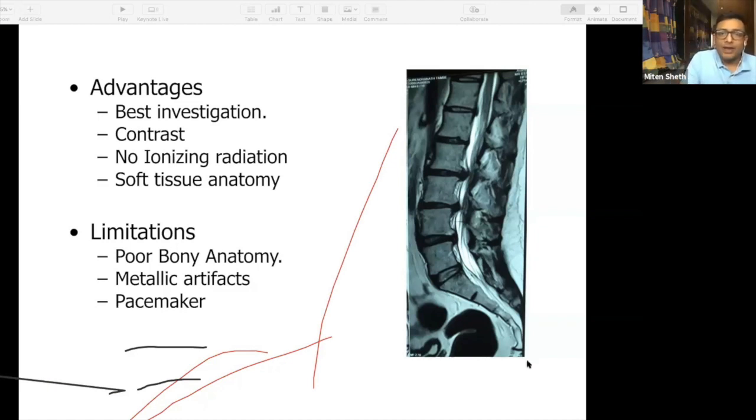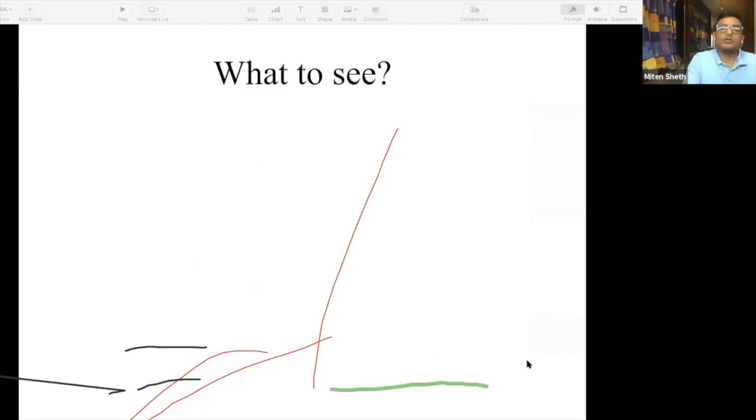Okay. Now, whenever you have an MRI, now you have to start. Okay, someone stop playing with the screen, please. Give me 1 second. Let me stop with the annotations.